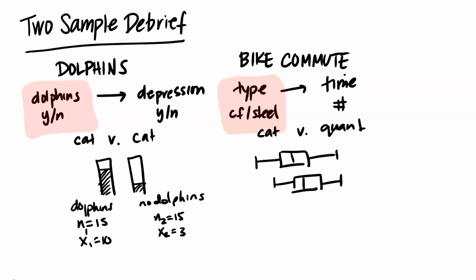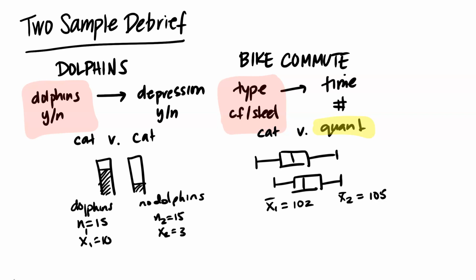Same thing with the bike commute, but since our variable was quantitative, our summary stats took the form of x-bar. We had an x-bar for the carbon fiber and an x-bar for the steel frame as well. They were really similar, so there wasn't a whole lot of difference. I'm just making up the numbers, but showing you this idea.